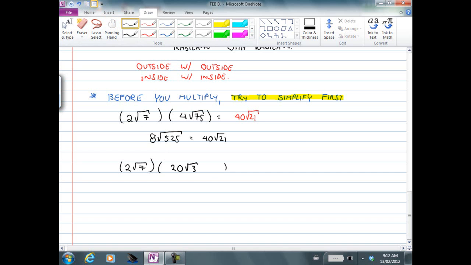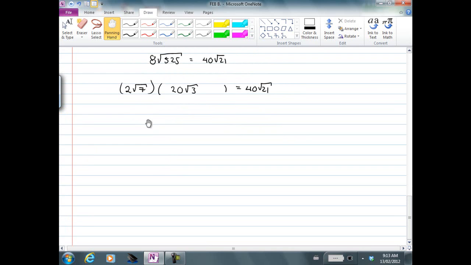20 root 3. See how easy it is now? I don't have to use any large numbers. And no matter what way you do it, 40 root 21. Guys, gals, try the next one. A bit more challenging for you.